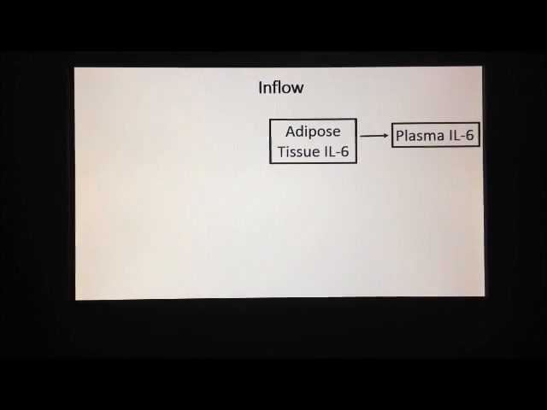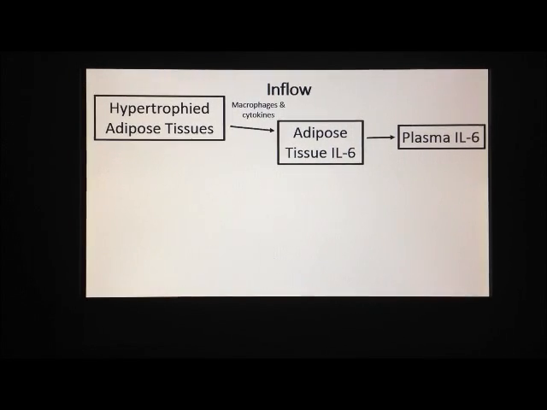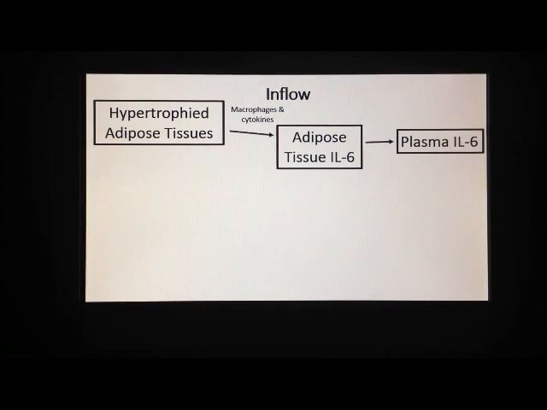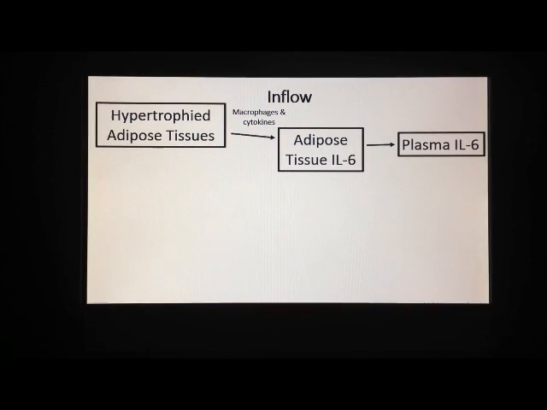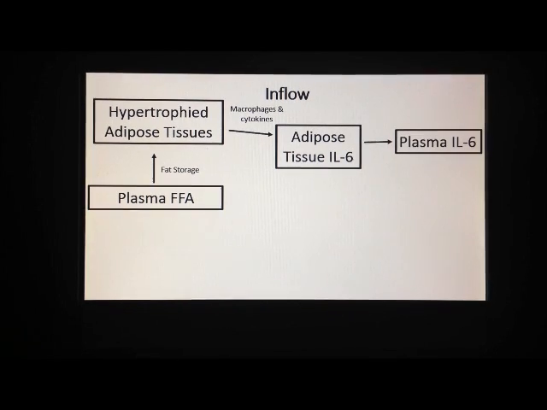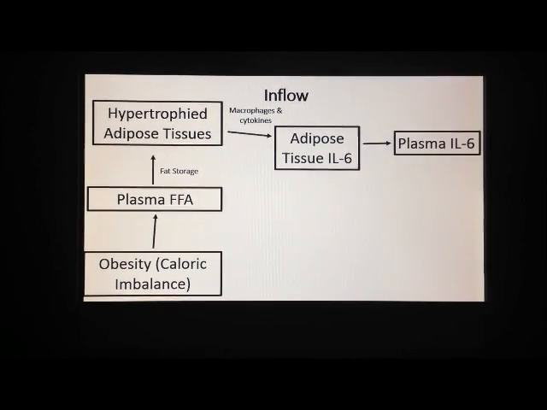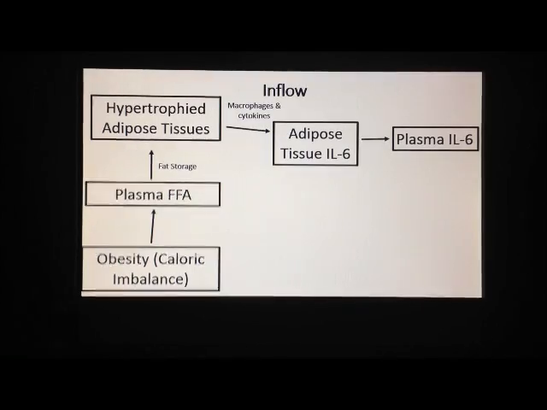Now looking at our inflow for plasma IL-6, we have adipose tissue IL-6, which is coming from hypertrophied adipose tissues. Macrophages and cytokines are released when hypertrophied adipose tissues occur, which release adipose tissue IL-6. Hypertrophied tissues come from an increased amount of storage of plasma free fatty acid, as in our obese individual, which leads to hypertrophied adipose tissues, which then, in a cascade of things, increases plasma IL-6.